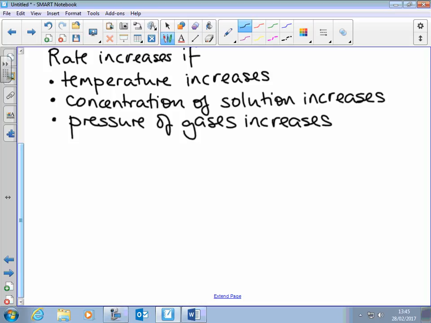If you've got, let's say, solid reactants like you're going to use marble chips tomorrow, I could give you a chunk that size, or I could give you powder.